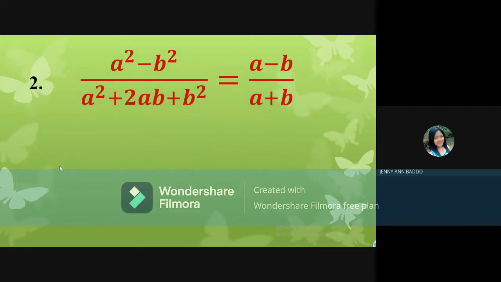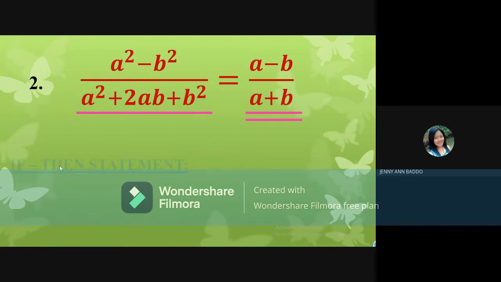Second example, we have a squared minus b squared all over a squared plus 2ab plus b squared equals a minus b all over a plus b. Again, let's determine the hypothesis and the conclusion. For this statement, the hypothesis is this one. And the conclusion or the answer when we simplify the hypothesis, it's a minus b over a plus b.